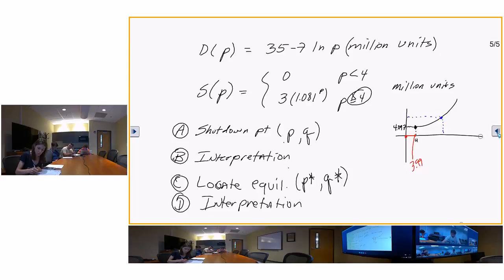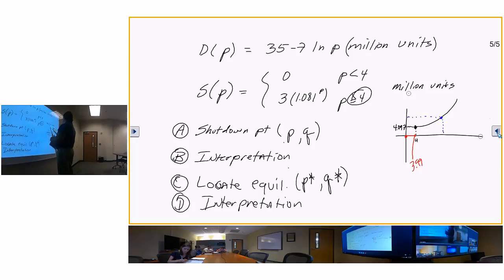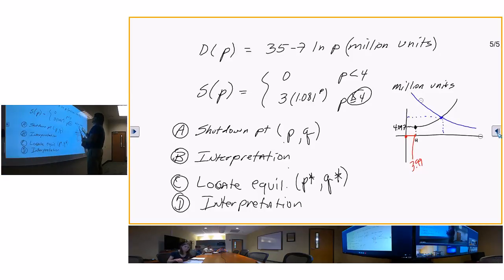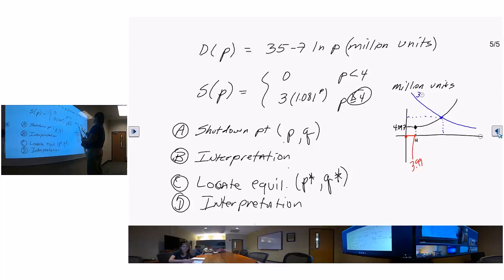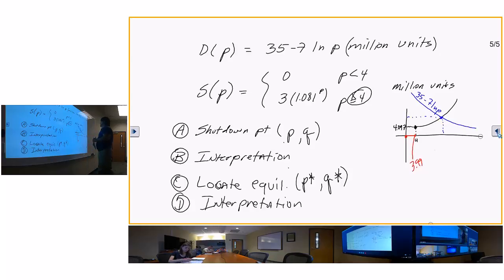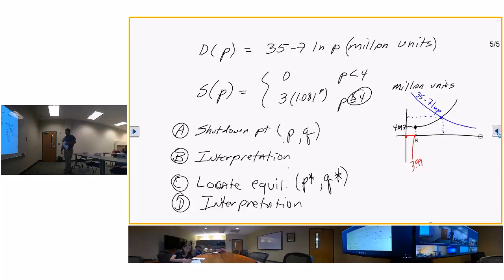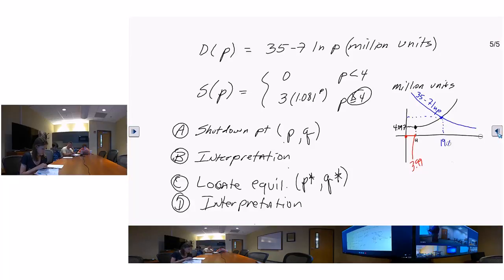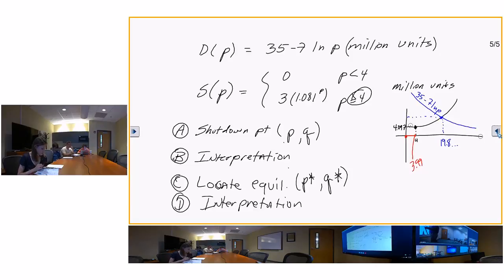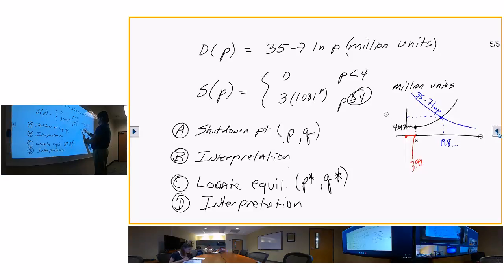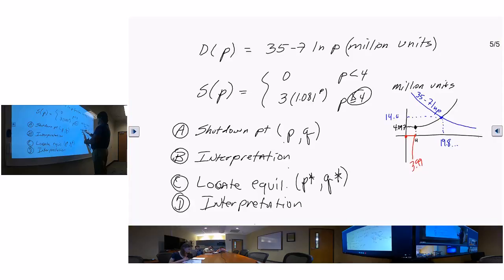So the demand, which I'm going to do in blue, is going down through here, and I'm just going to put 35 minus 7 natural log of P, or natural log of X in your calculator. And then do an intersect, and somebody give me that X and Y. 19.85 and 14.08.